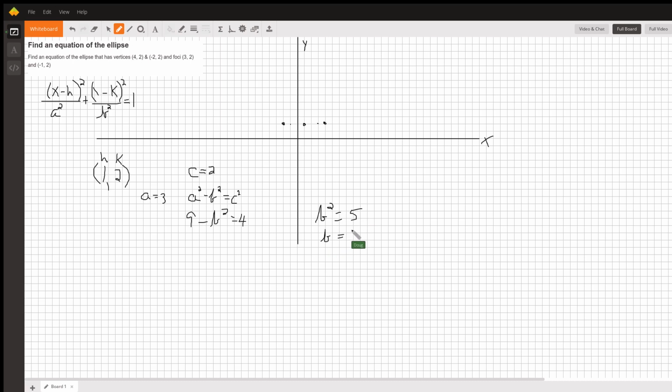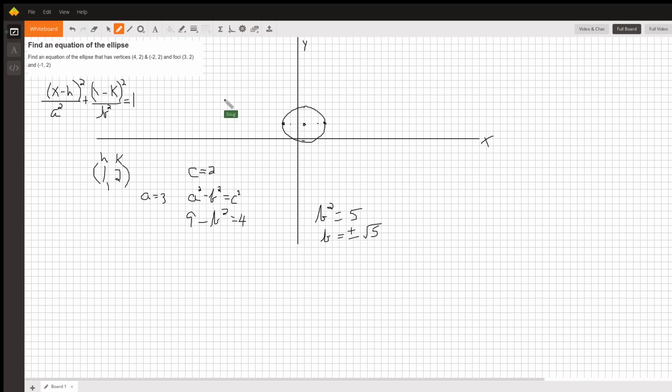And that is, b represents the distance from the center to the vertices of the minor axis. So that's about 2.2. So a little bit right up in here is where the other vertices would be, or the vertices of the minor axis. So the ellipse looks something like that.